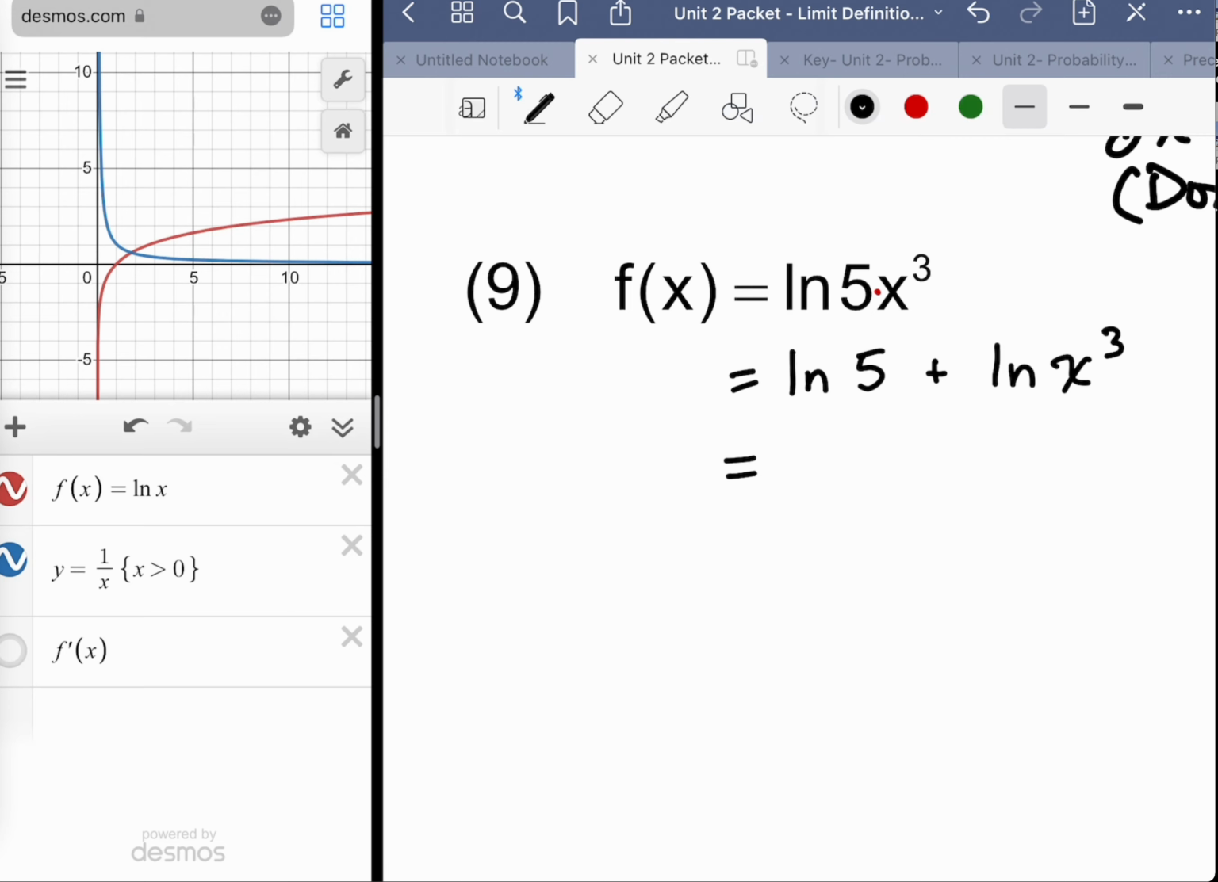All right. Then I could apply my power rule for logarithms. Swing that exponent down, make it a coefficient, and I'd be looking at ln of 5 plus 3 times ln of x. That's my f of x. All right. So we've manipulated the expression to make it more convenient. We put it as a simpler logarithm so that it's easy to find the derivative.